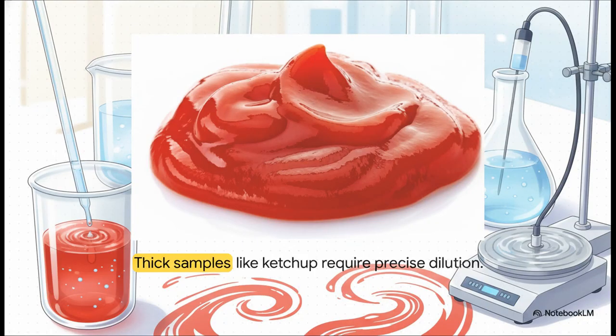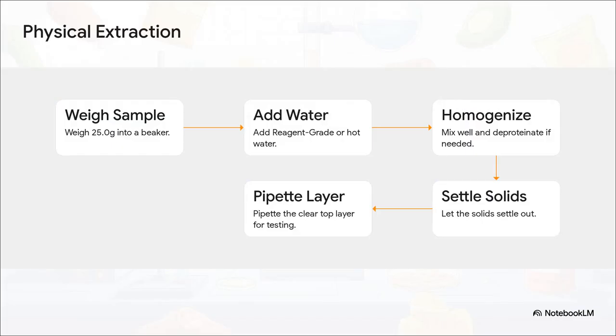Ketchup is a fantastic example of a really tricky, thick liquid sample. We can't exactly just drop our super-sensitive electrodes into a thick dollop of ketchup and expect an accurate reading, right? No, we have to physically break it down and isolate that soluble salt into a clear liquid form first. So let's see how this actually plays out on the bench.